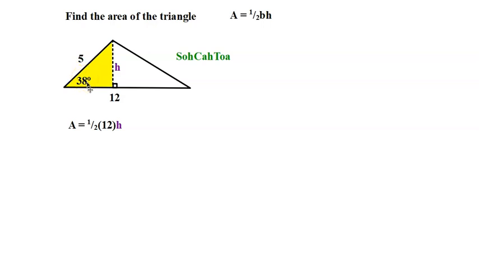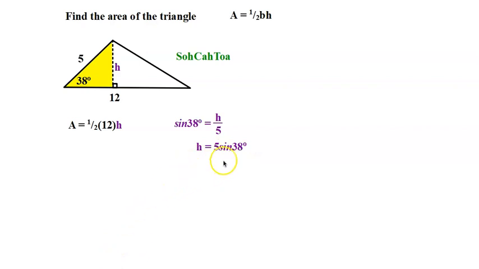So I've got the 38 degrees, the 5 of the right triangle, that's the hypotenuse, and I'm looking for my height, which is the opposite side from the 38. So opposite over hypotenuse, that is sine. So sine of 38 degrees is equal to opposite h over hypotenuse 5. We want to get h by itself, so we multiply both sides by 5. We have that h is 5 sine 38 degrees.